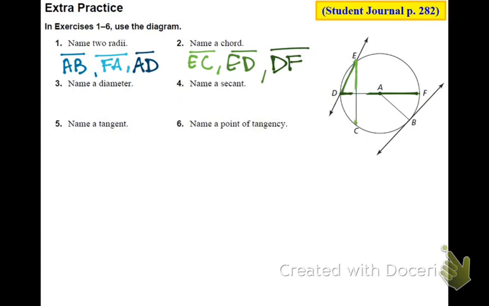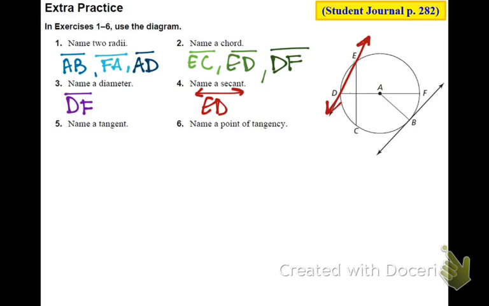Number 3. Name a diameter. How many diameters are in this picture? Just the one, which is DF. All right, name a secant. A secant is now a line. ED. Yes, ED. Sorry, I thought you said B. Are there any others? No. Name a tangent.